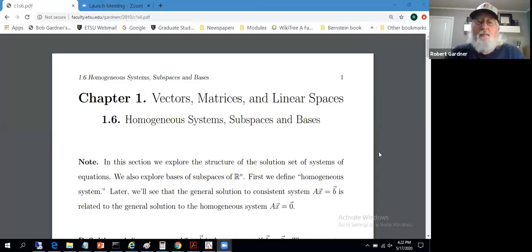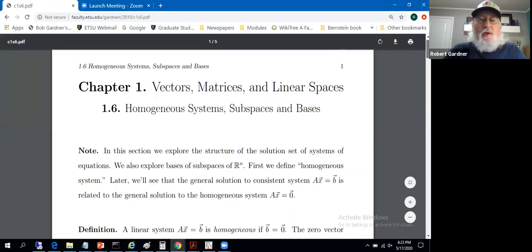On to section 1.6. Okay, 1.6 is homogeneous systems, subspaces, and bases. So we'll finally define a basis for a vector space. You're usually given vector spaces, I mean, they're described to you in terms of a basis. You're given a basis, and that tells you the types of vectors that are in the vector space.